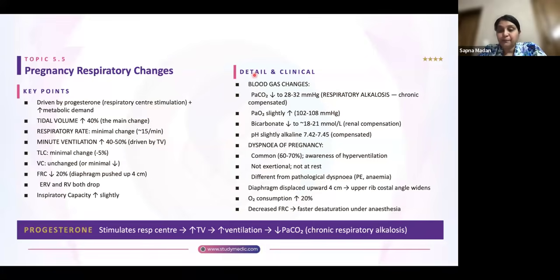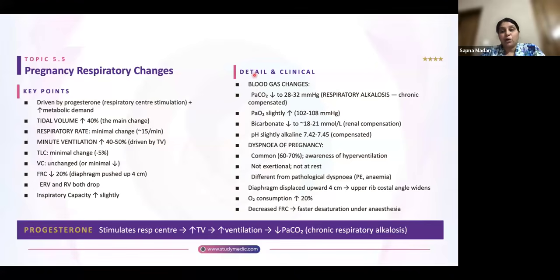Dyspnea of pregnancy. This is common in 60 to 70% of patients. And this is just the awareness of hypoventilation. It is not exertional. It is not at rest. Okay, this is just the awareness of hypoventilation, and it is different from pathological dyspnea, which is present in preeclampsia and in anemic patients. The diaphragm is displaced up by around 4 centimeters.